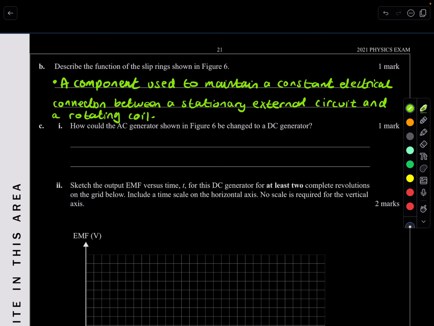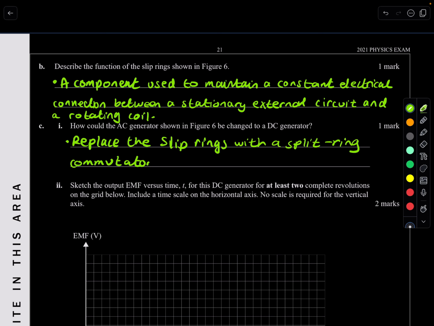How could the AC generator shown in figure 6 be changed to a DC generator? Very nice. If you want to change an AC output to a DC output, you just need to replace your slip rings with a split ring commutator, because it's going to rectify those voltages and the current. So let's write that down. We just want to say replace the slip rings with a split ring commutator. It's only 1 mark, so that's all you're going to need to write. You don't have to go into detail.